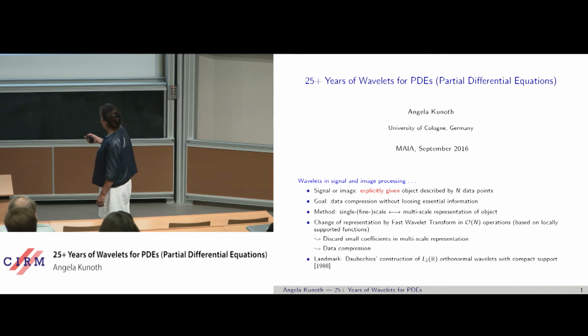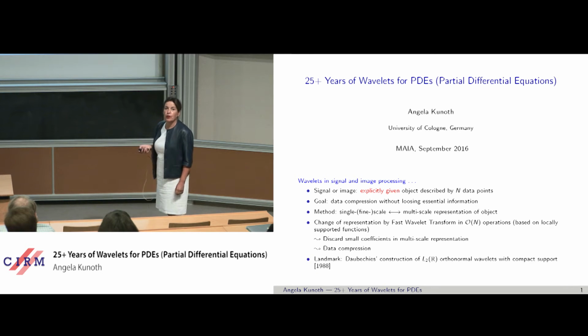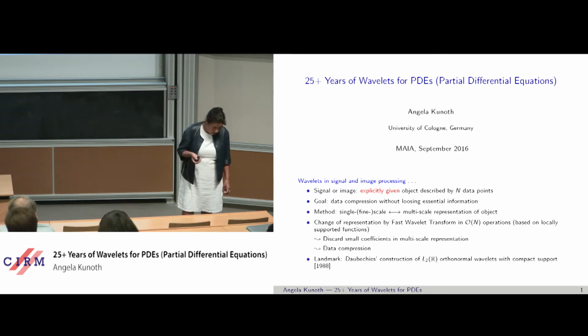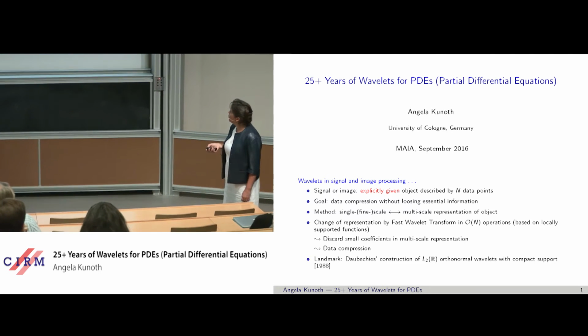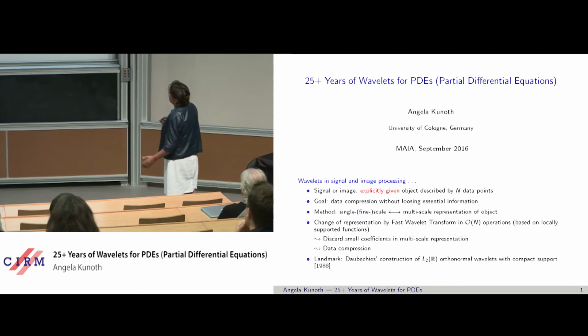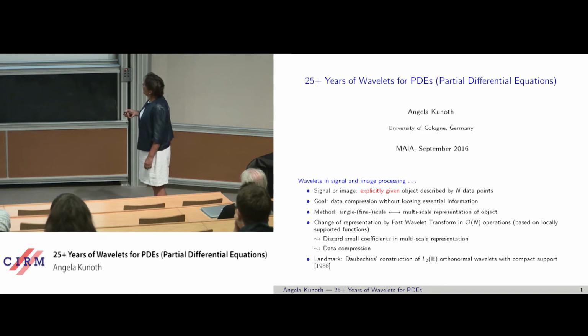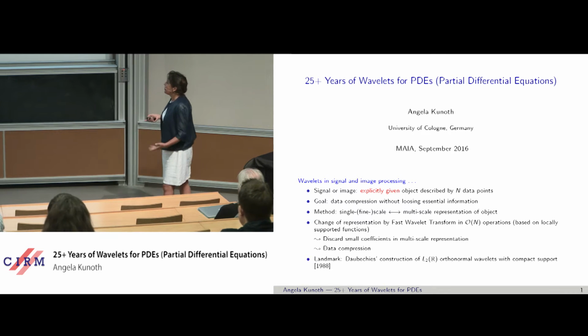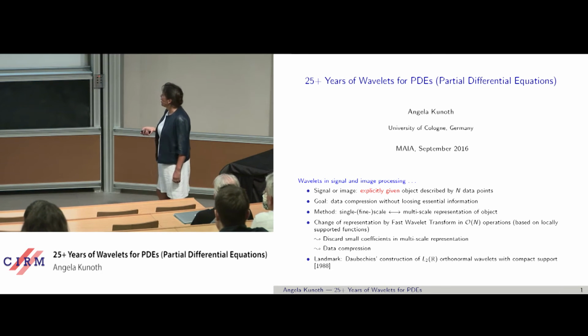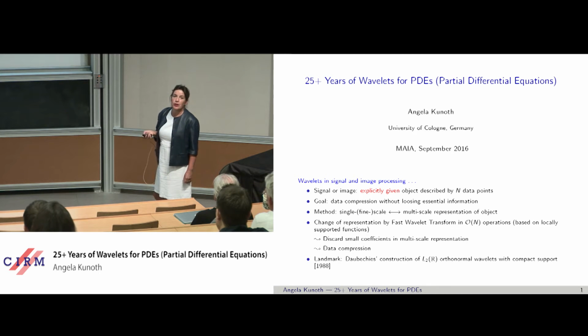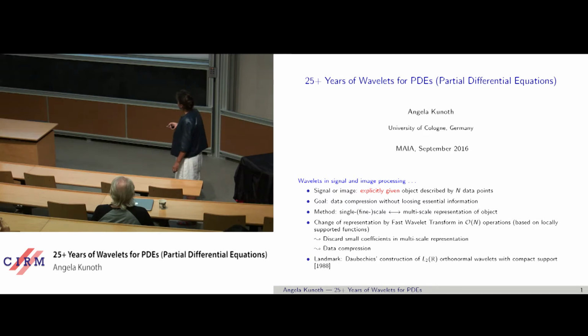In the 80s, a number of people were trying to find such transformations that were faster than the fast Fourier transform. But I think the breakthrough came when Ingrid Daubechies constructed her L2 orthonormal wavelets with compact support, and the paper came out in '88.